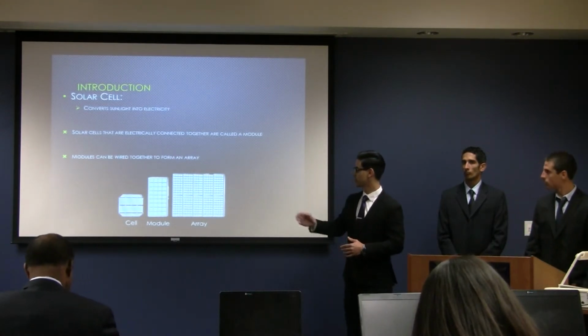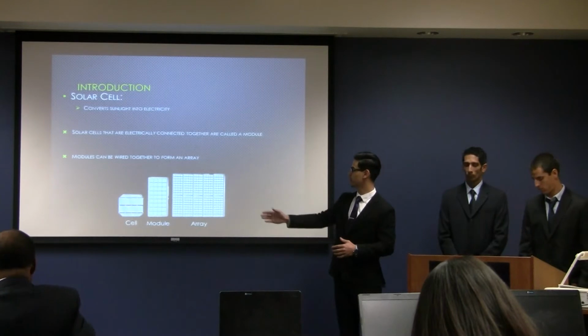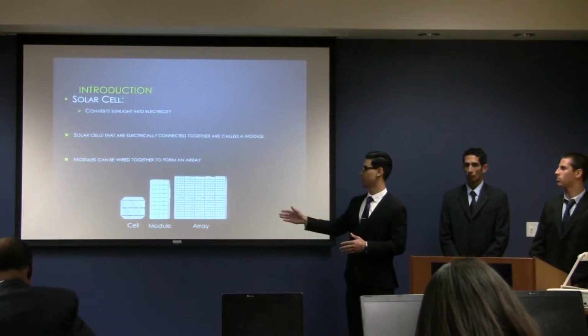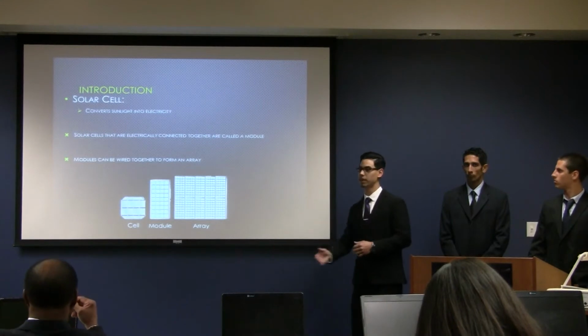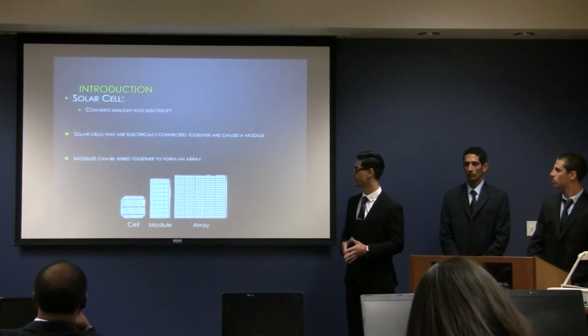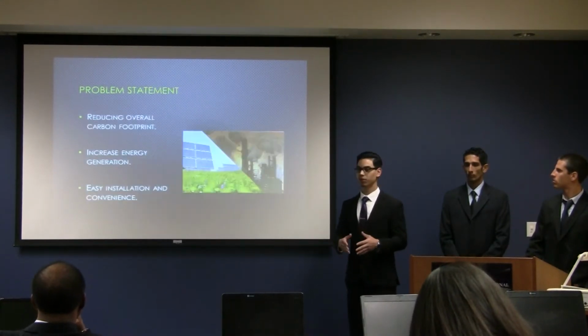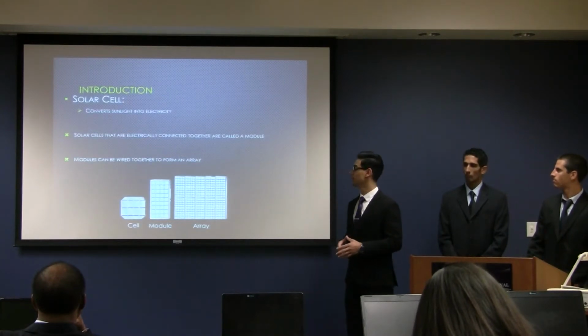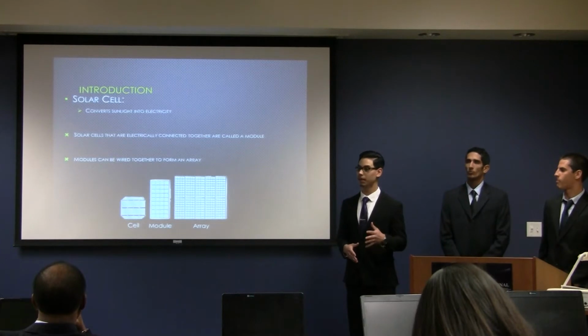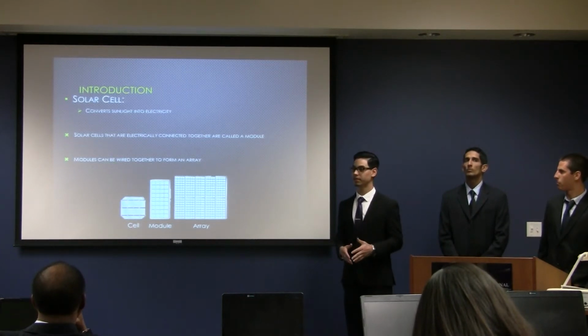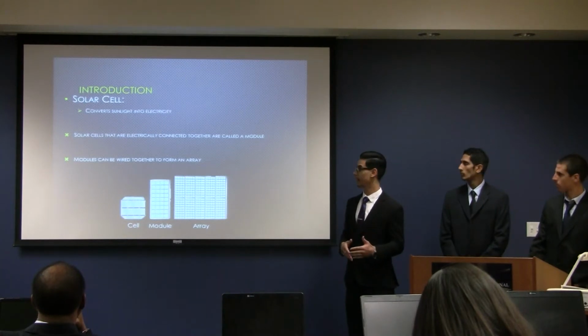Now, solar cells, such as the one we can see here at the bottom left, can be electrically wired together to form a module. And a module can then be wired together to form an array, and this will produce the maximum energy generation. Modern solar cells, as we know them today, were first manufactured back in the 1950s by a company called Bell Laboratories. And the first application of these cells was seen in 1958 at a launch of a satellite called the Vanguard 1.